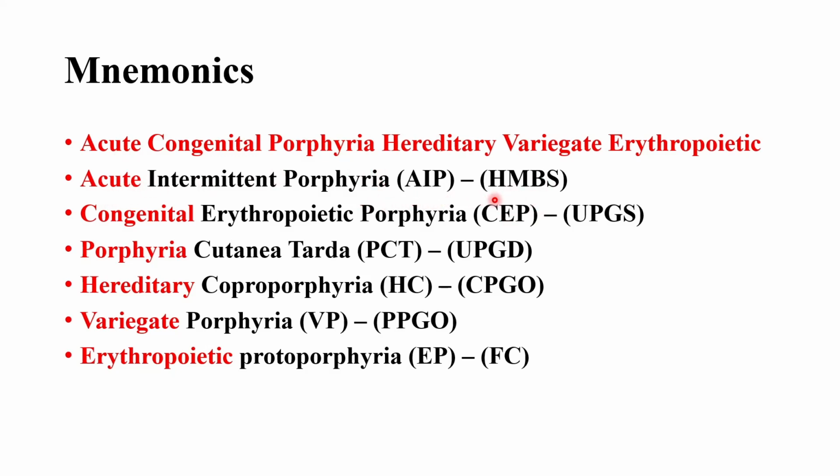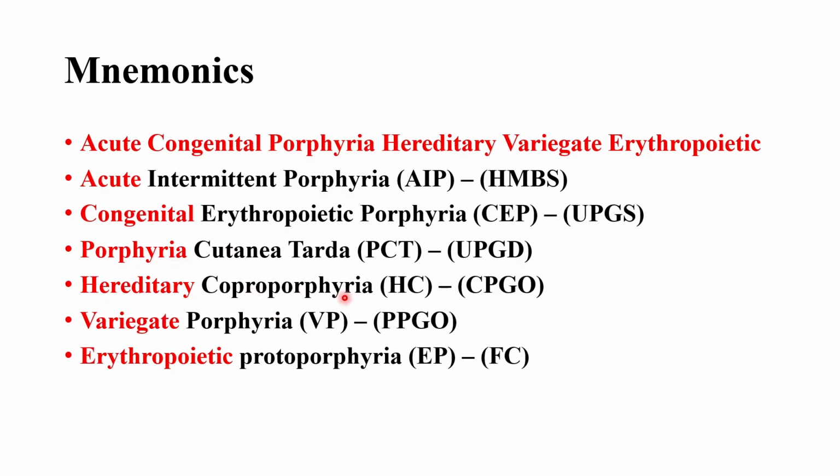In this, hydroxymethylbilane synthase is deficient. Second is congenital erythropoietic porphyria (CEP). In this, uroporphyrinogen synthase is deficient. Then third is porphyria cutanea tarda. So the enzyme deficient is uroporphyrinogen decarboxylase.